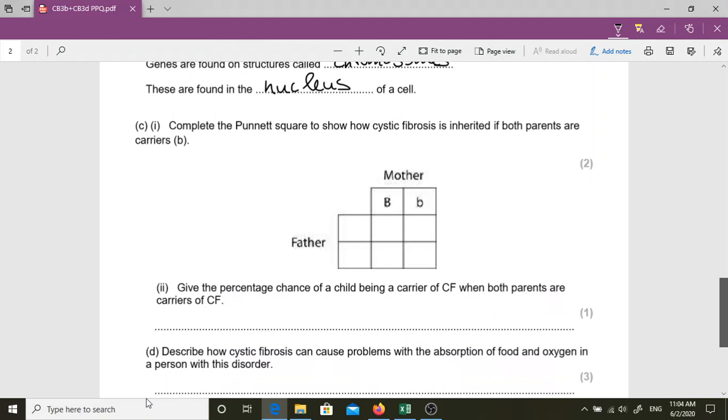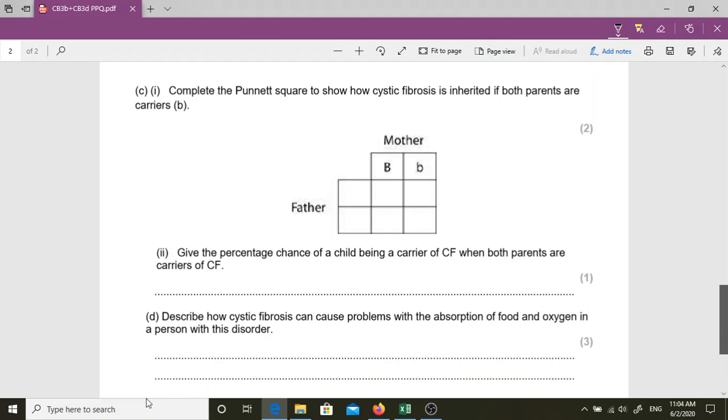Now we're going to move on to the Punnett square. Complete the Punnett square. So complete here is our command word. The Punnett square is our one important keyword, to show how cystic fibrosis is inherited if both parents are carriers. Okay, so it's another important keyword. And we've got two marks here. So one mark is going to be to fill in the genotype of the father. The mother has already been done for us, and it says both are carriers.